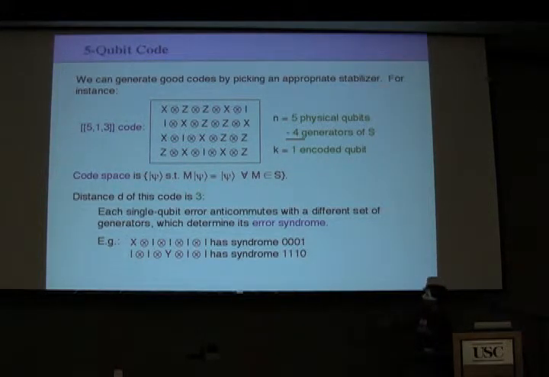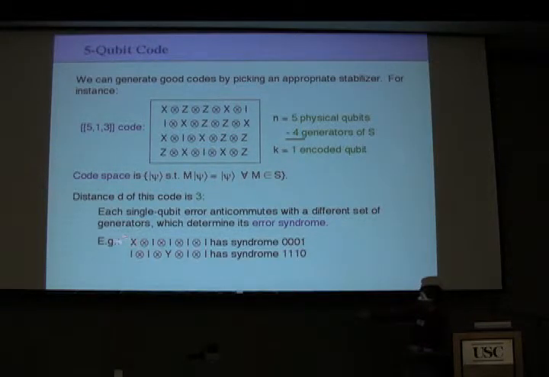So I guess let's do just a couple of examples of that. What that means in practice is that if you have some general single qubit error and you measure the eigenvalues of these 4 generators of the stabilizer, that'll tell you what the error is. And the reason is that an error will flip the eigenvalue from +1 to -1 if and only if the error anti-commutes with that generator of the stabilizer.